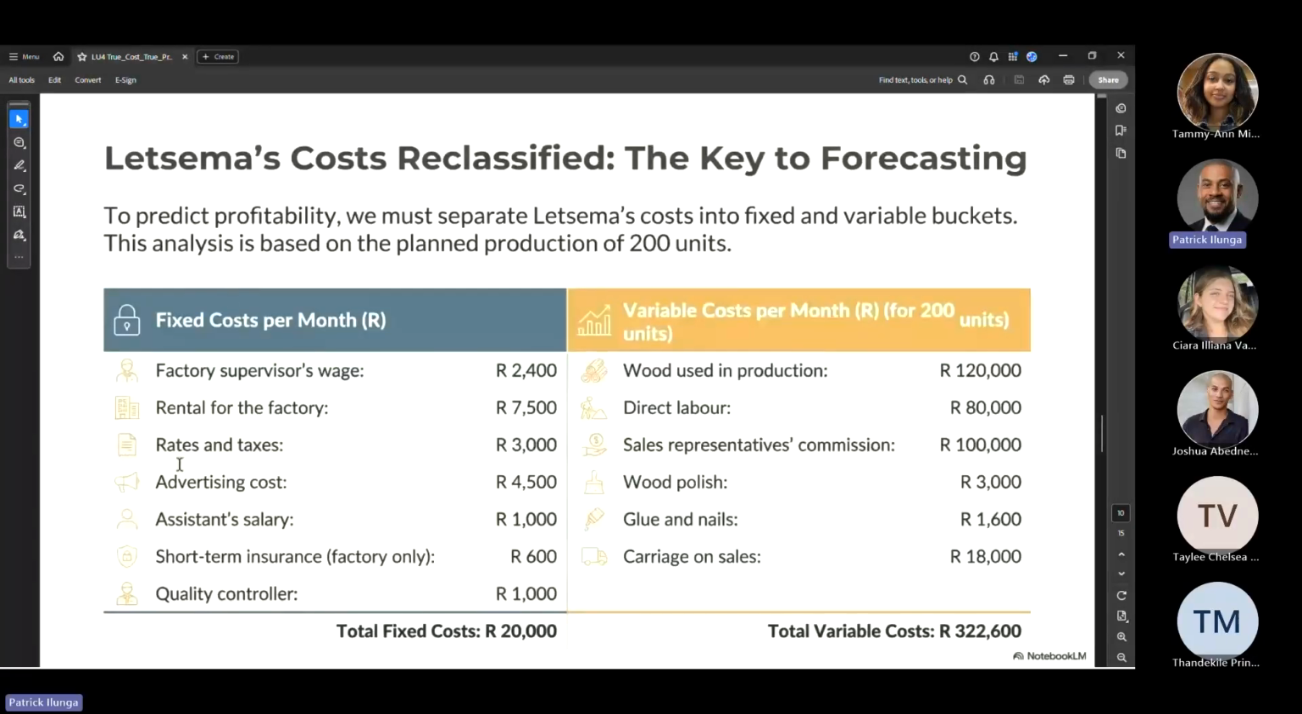The factory supervisor wage is a wage. It's a fixed cost. We will pay him 2,400 whether we produce 10 times or produce less, it will be the same. The rental, it will be the same. Will it change? If we produce more, is the rent going to go up? No, it won't. Rates and taxes, will they go up if we produce more? No, they won't. The total rate will stay the same. Advertising cost, we pay a fixed amount a month for advertising cost.